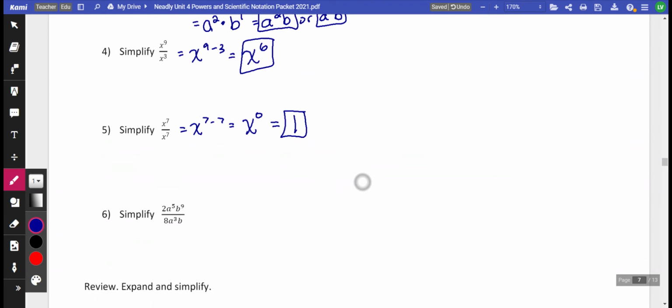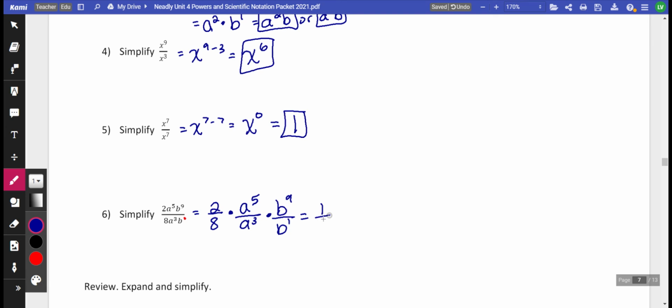So let's look at number 6. We're going to simplify 2a to the 5th b to the 9th divided by 8a to the 3rd b, and I'm going to put an imaginary 1 with that b. Okay, this looks complicated, but let's break it down. We have our coefficients of 2 divided by 8 times our a terms, a to the 5th divided by a to the 3rd, times our b terms of b to the 9th divided by b to the 1st. Well, when we break it up and we put our like terms together, it makes it easier for simplifying.